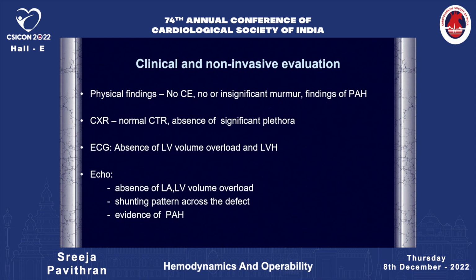Now, I am not going into the details of physical findings because already you will be having case discussions. We all know what findings a large shunt will have. And whenever there is not much cardiomegaly, no murmur or a very insignificant murmur, a PR murmur, all these are indicative of the onset of irreversible PAH. Also, absence of plethora in the X-ray, and absence of volume overload in the echo and X-ray.